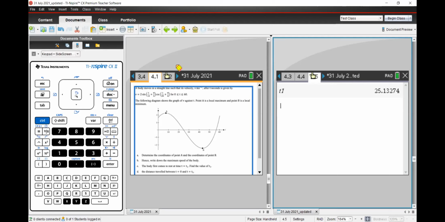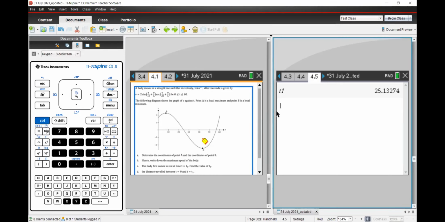So is there any question? There's one more x-intercept. Why are we not taking that intercept? Because the question says the body first comes to rest at time t equals t1. So we are exactly talking about the first instance when the body comes to rest. Yeah, I should have mentioned that. Yes, the body first comes to rest.